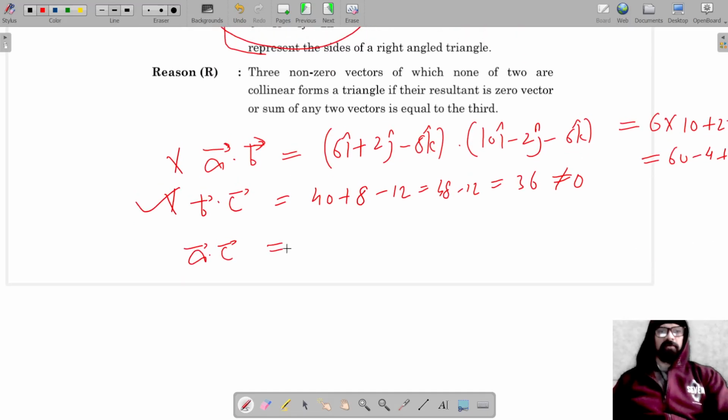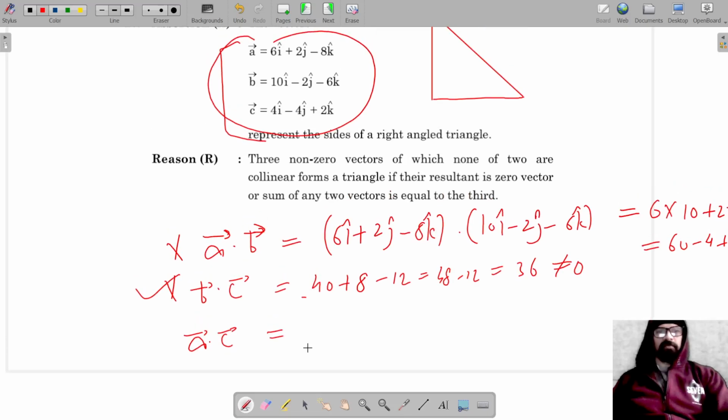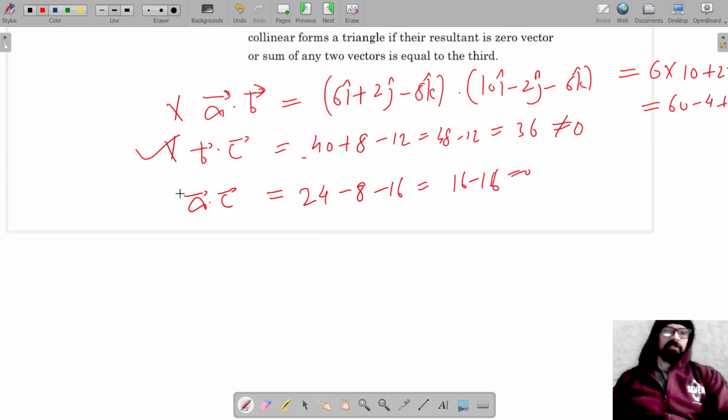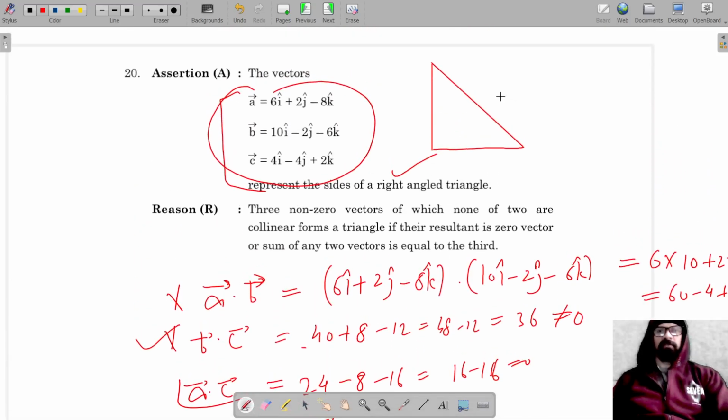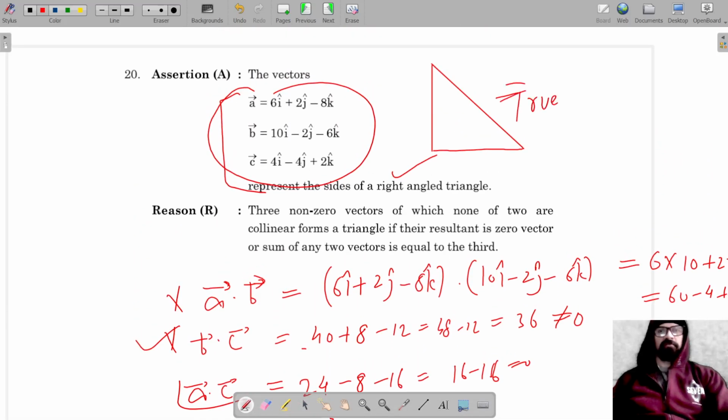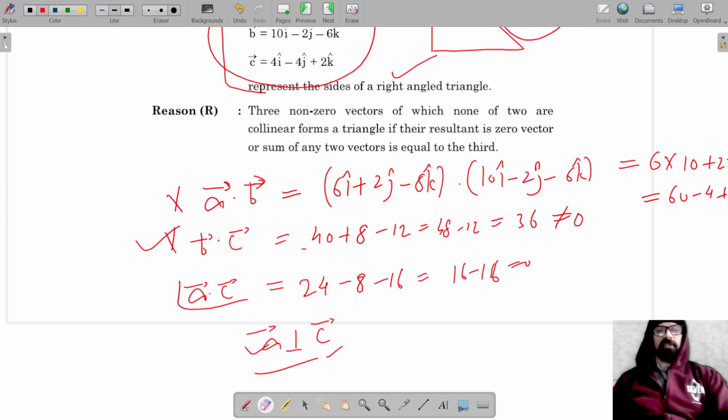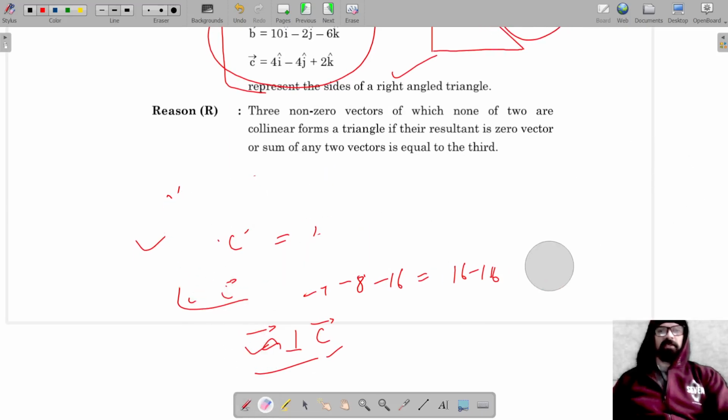The dot product of A and C: 6 into 4 is 24, negative 8, and negative 16. So 24 minus 8 is 16, minus 16 is equal to 0. So the dot product is 0, which means vector A is perpendicular to vector C. The sides representing A and C are perpendicular to each other, so this is a right angle triangle. So the assertion is true. Now, let's move on to the reason.